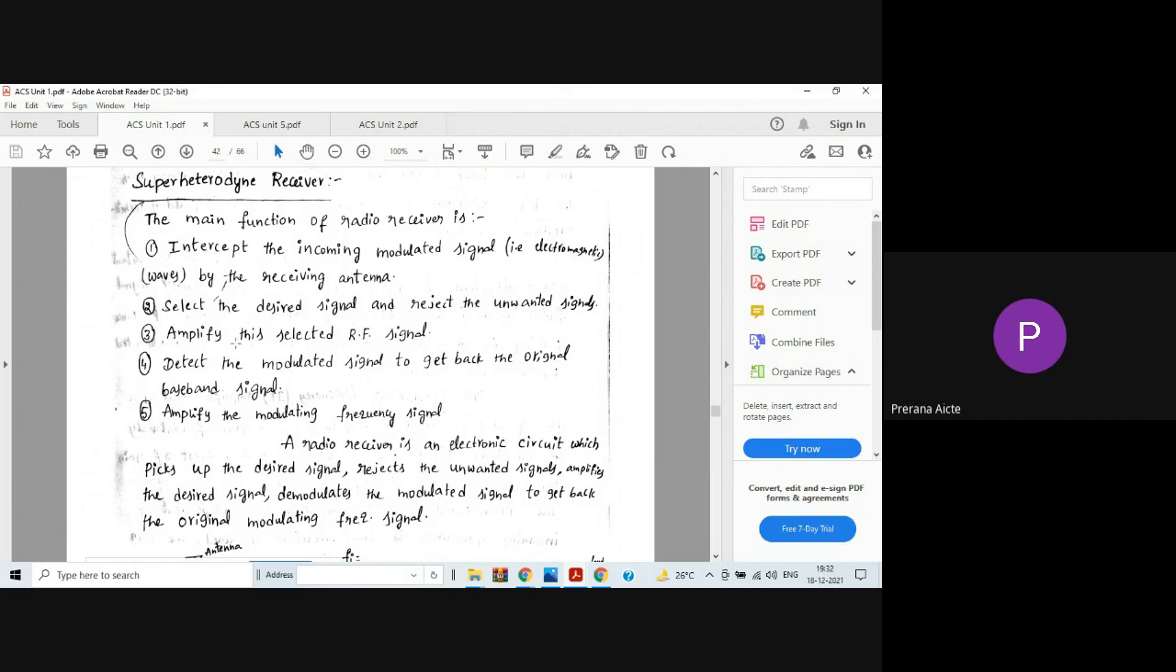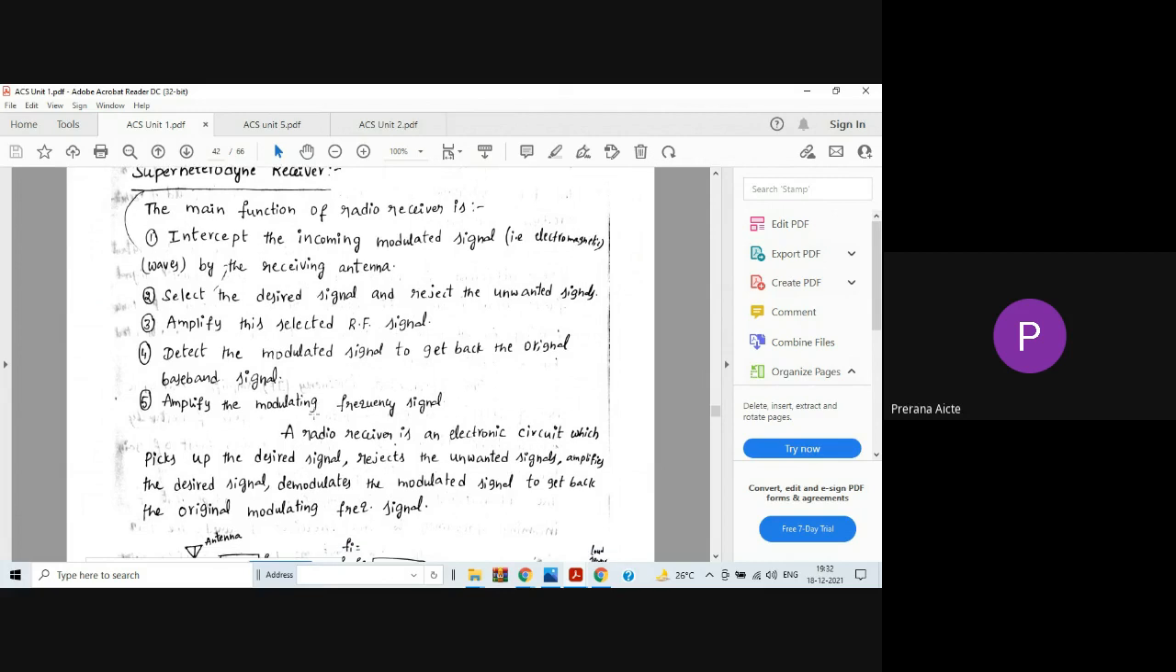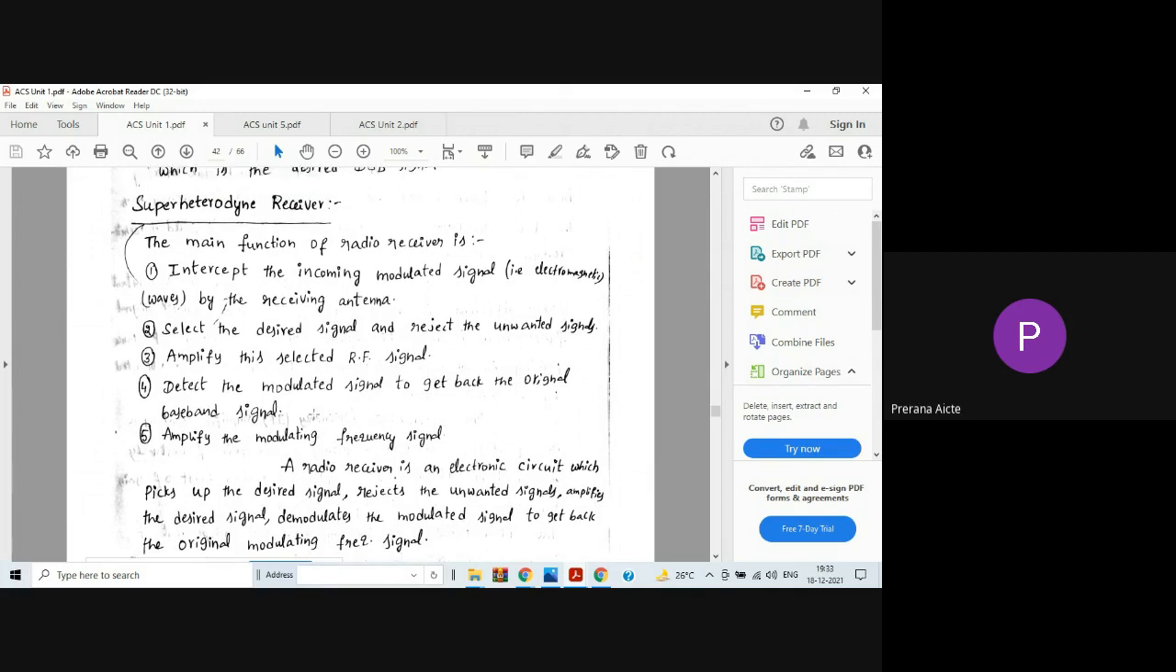After that, it should amplify the selected RF signal. Then we can detect the modulated signal, that is, we can extract the message signal from the modulated signal, which may be AM or FM. Then once again we need to amplify the modulating signal. Okay, those are the functions performed by a radio receiver.